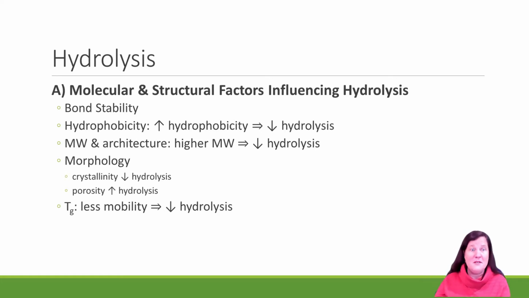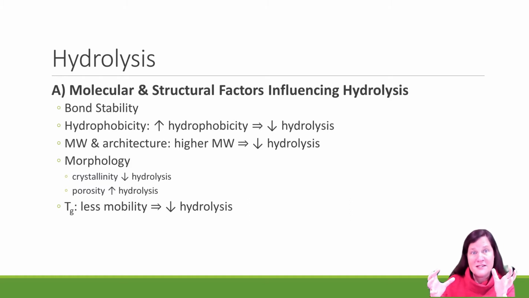Higher molecular weight means a slower degradation time. Hopefully that makes sense. Your chain is bigger, it takes longer to break it down. And then the morphology of your sample is crucial. If you have a high degree of crystallinity of your polymer sample, you're going to have slower degradation. Degradation tends not to occur in the actual crystalline parts. So you're going to be degrading the amorphous parts and then from the surface of the crystals. And so the higher your percent crystallinity, the slower the hydrolysis.